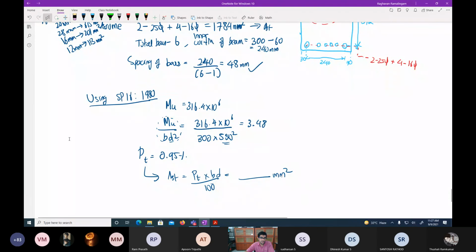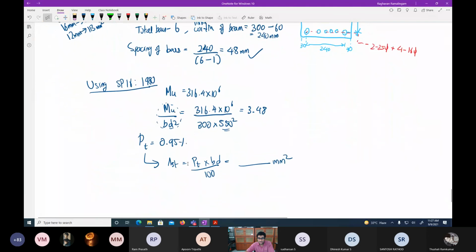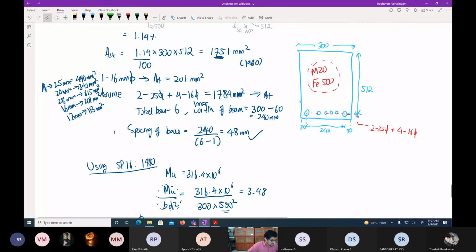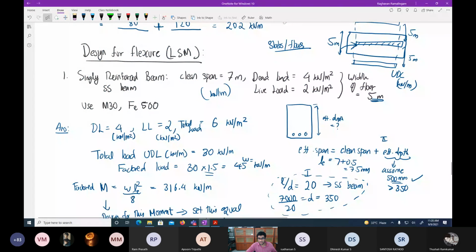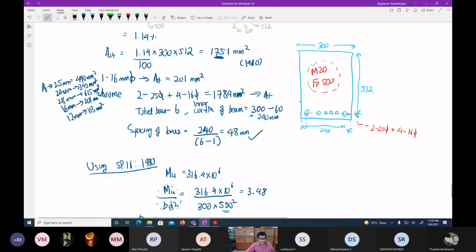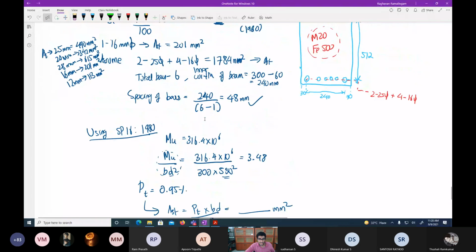Then once again, based on these things, you can choose the closest value of the Ast which you get. This is only the first problem, so don't bother too much if some things are not clear. Also, the problem I chose was probably not a very good problem. I should have probably been a little more lenient on the depth. So anyway, don't worry about it.